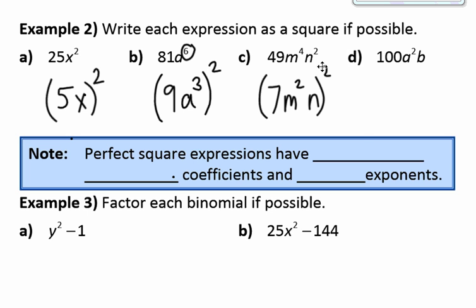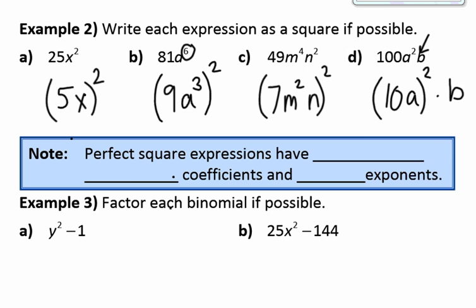And then for part D, a little bit different. 100, the perfect square there is 10. a squared would be a. Now b does not have a perfect square. So only 10a here is being squared, and then that's being multiplied by b. b is not being squared in this problem, so it cannot be included in that perfect square.